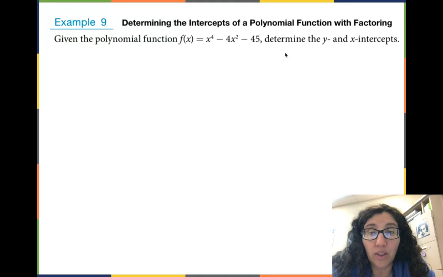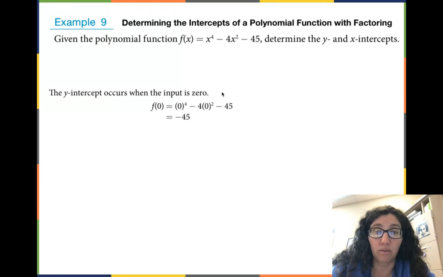All right, so here they give us a function that is not in factored form and ask us to find the intercepts. To find the y-intercept, we can just plug it right in. We can probably do it in our head, right? If we put in 0 for x, we're going to get out -45. Easy. How about to find the x-intercepts? We're going to have to factor this. Pause the video and see if you can do it.